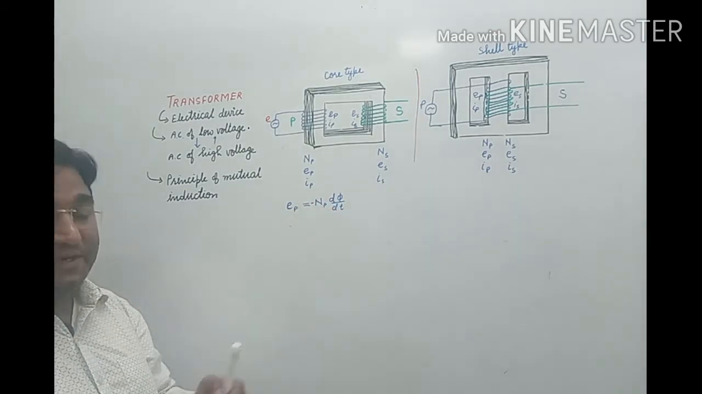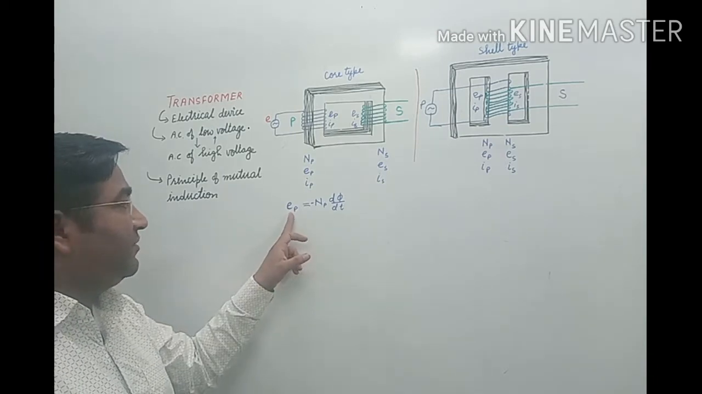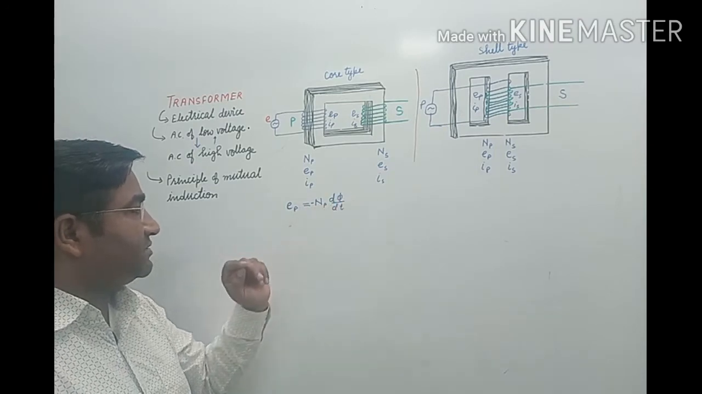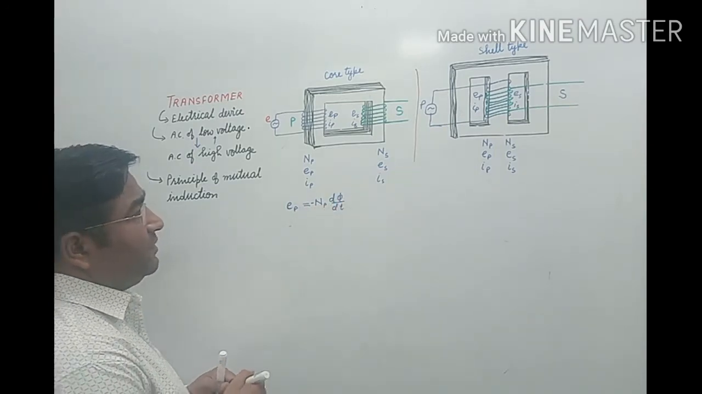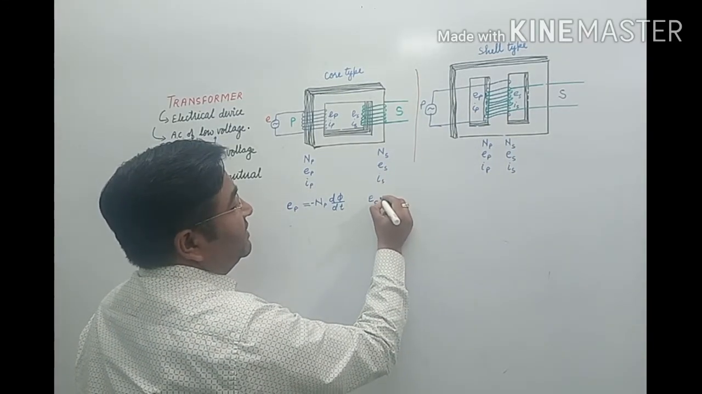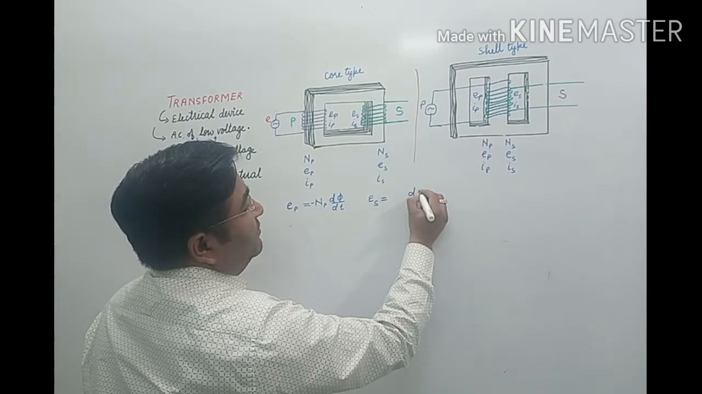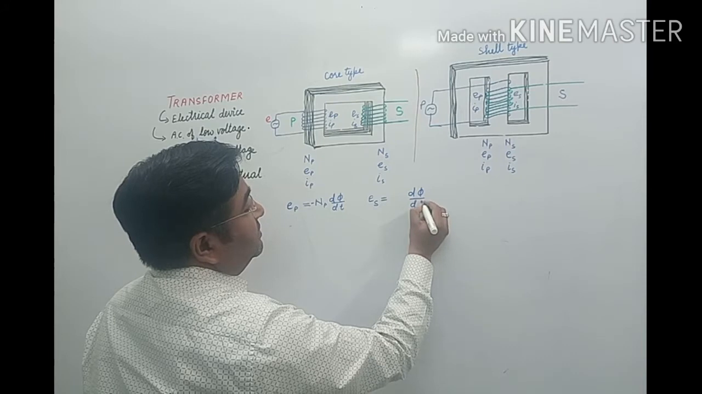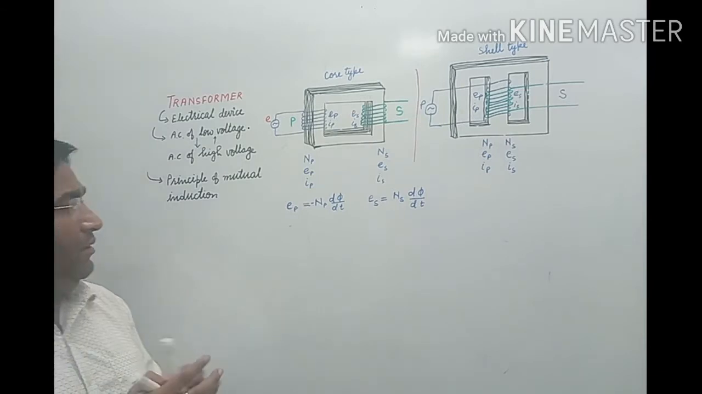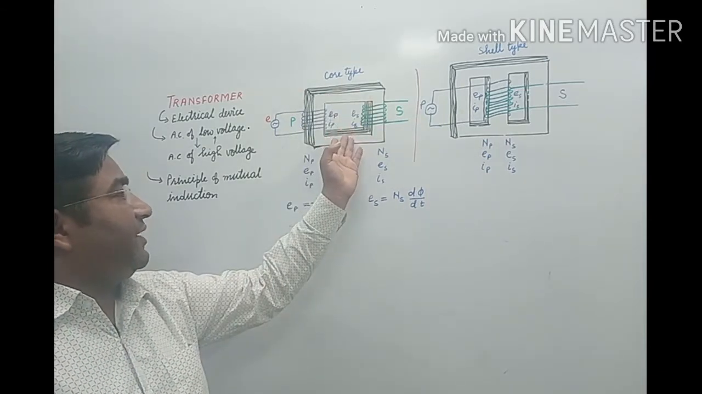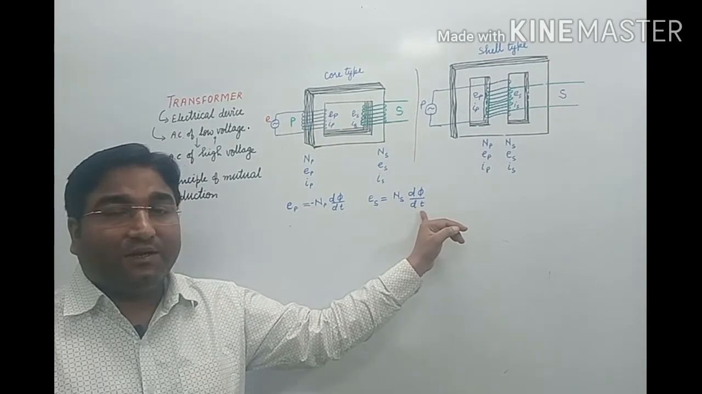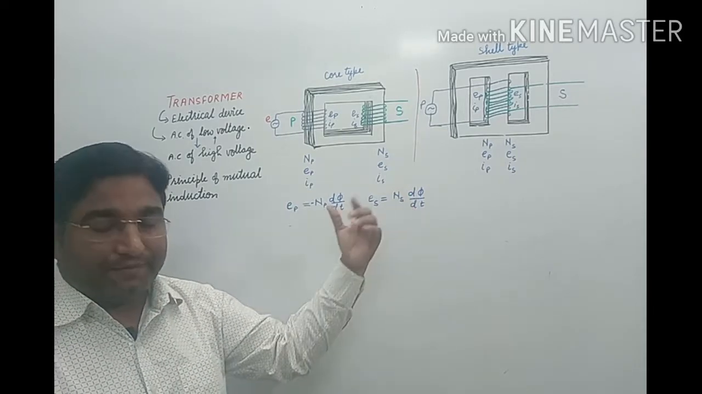According to Faraday's law of electromagnetic induction, the induced EMF is equal to the negative rate of change of flux. Okay, and by using the same rule, the induced EMF in the secondary coil is equal to the rate of change of flux with time into the number of turns in the secondary coil. Both are wound on the same frame, therefore the rate of change of flux in the primary and secondary coil we can assume to be equal.